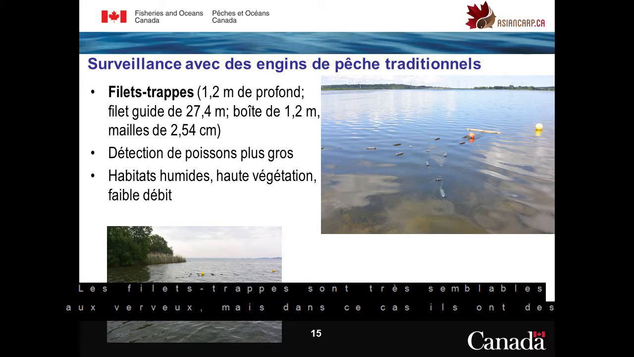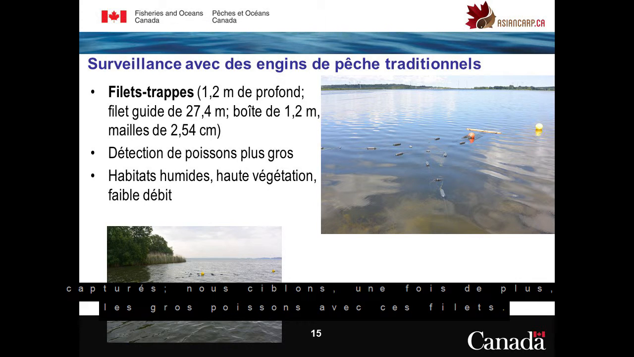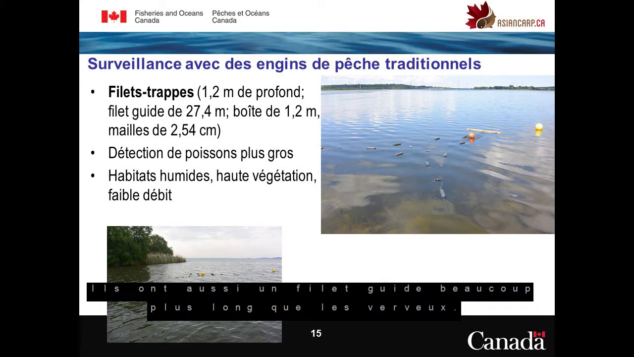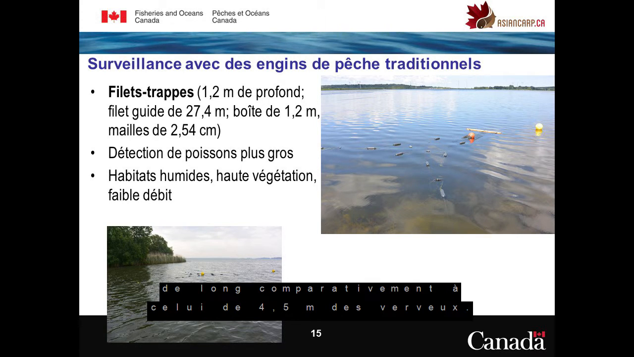So trap nets are very similar in design to the fyke nets, but in this case they have a coarser mesh, and that's to help reduce the number of small fishes captured as well. So we're again targeting larger fishes with these nets. They also have a much longer lead than the fyke nets. In this case, the trap nets have a 27-meter long lead versus the 4.5-meter lead in the fyke nets.